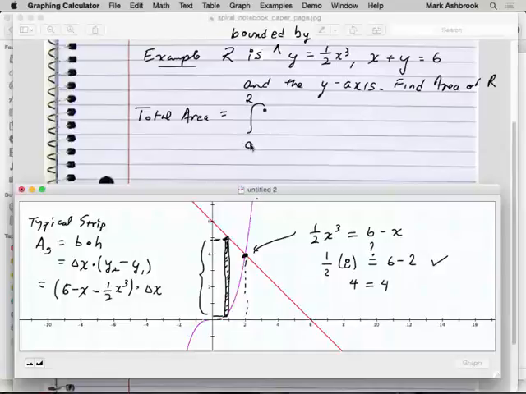And this integral is s for sum, summing up all the strips. And so each strip has an area of 6 minus x minus 1/2 x cubed. That's the height of each strip times a little teeny width. And we're going to add a gazillion of those together, right?